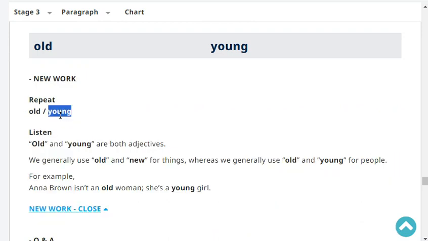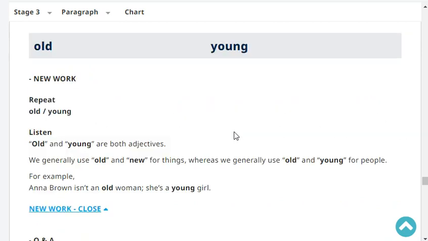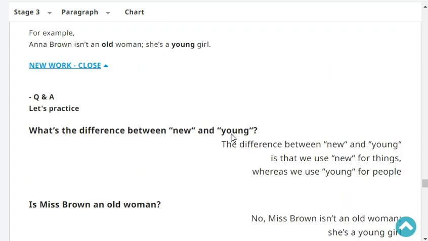Next, repeat. Old, young. Very good. Okay, listen. Old and young are both adjectives. We generally use the words old and new for things, whereas we generally use old and young for people. For example, Anna Brown isn't an old woman. She's a young girl.